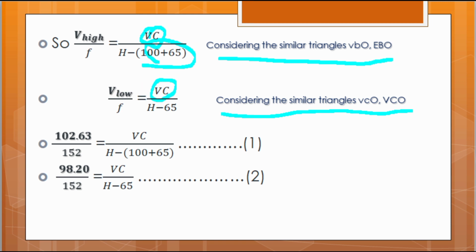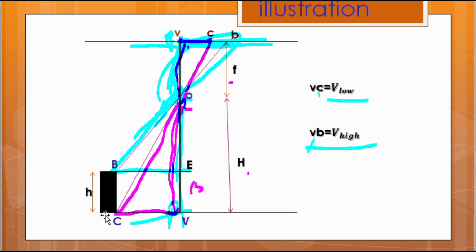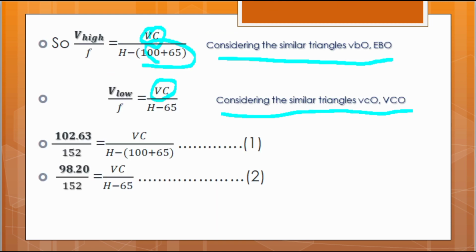So capital VC is the distance found on the bottom of our illustration here. So those are the data that we are supposed to be using. Remember that by comparison of these two by cross multiplication, I think that's something that you can solve. So V high, we have been given that in the question, and also for V low, we have been given that in the question. Our F, that is the focal length, we have been given that in the equation.